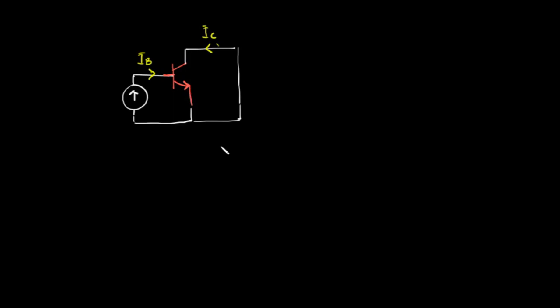So if I apply a current at the input, suppose I apply a 1 milliampere current at the input, and I suppose the value of beta is something. Let's say that the value of beta is 2. Usually the value of beta is not so small. For real transistors, the value of beta can be anywhere in the range of about 200 to 500.